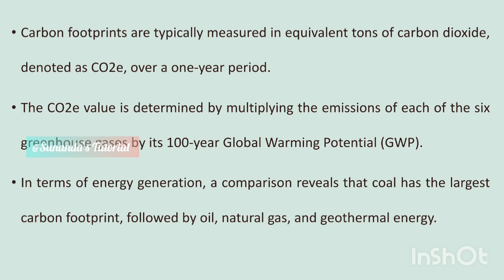Carbon footprints are typically measured in equivalent tons of carbon dioxide, denoted as CO2e, over a 1 year period. So it is measured for a 1 year period. The CO2e value is determined by multiplying the emissions of each of the 6 greenhouse gases by its 100-year global warming potential. In terms of energy generation, a comparison reveals that coal has the largest carbon footprint, followed by oil, then natural gas, then geothermal energy. Geothermal energy means the inherent energy of the earth, the total heat energy contained by the earth.